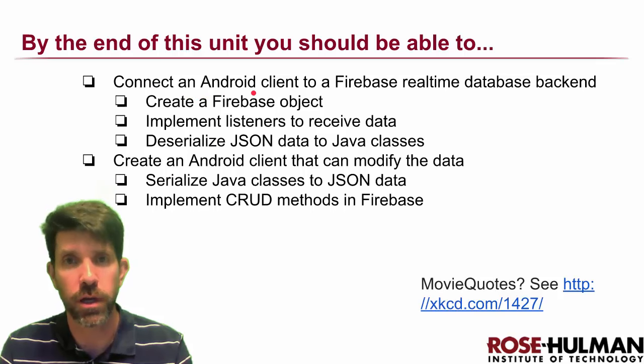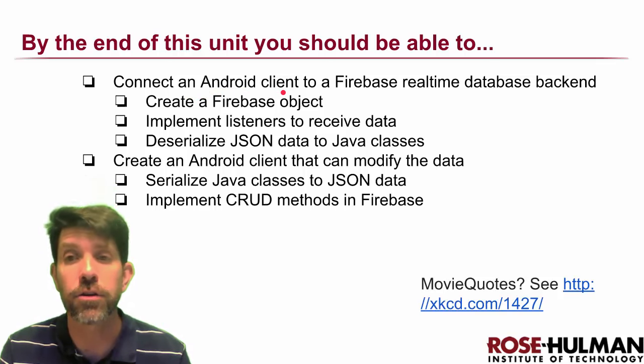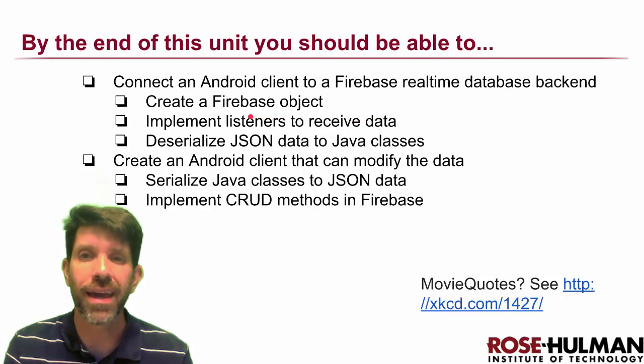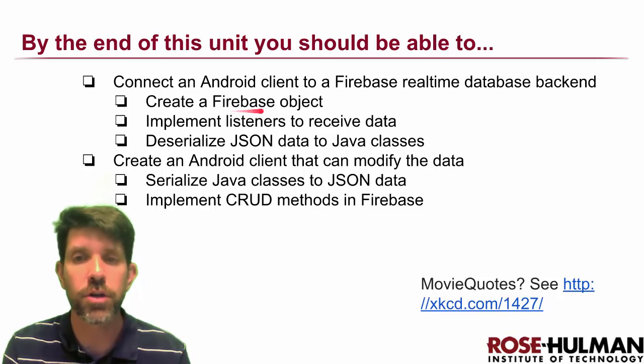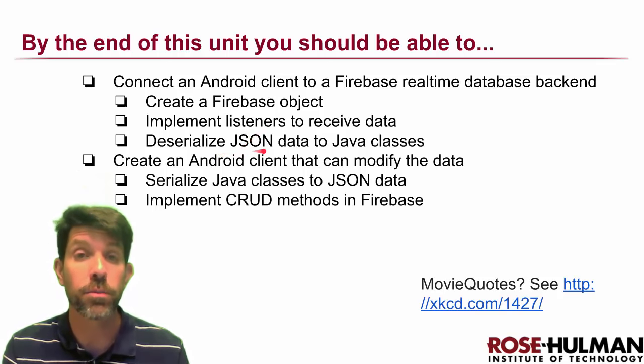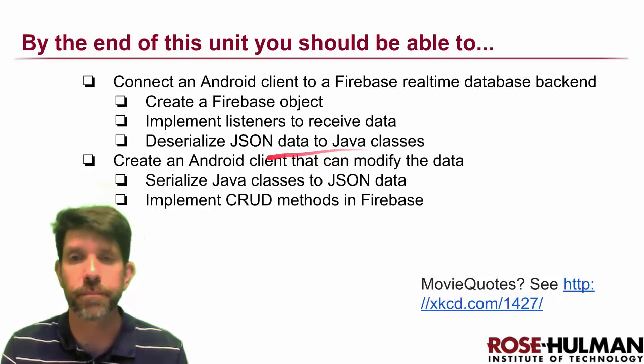So what are we going to be doing in this unit? First of all, you're going to be able to connect your client to a backend, right? And as far as the client side goes, you're going to be able to create an instance of the database. You're going to be able to get data from the backend. You're going to have listeners that receive it, and then you're going to be able to deserialize that data that's coming in over the wire into Java classes, right? And we're going to see that that's really easy to do, actually.